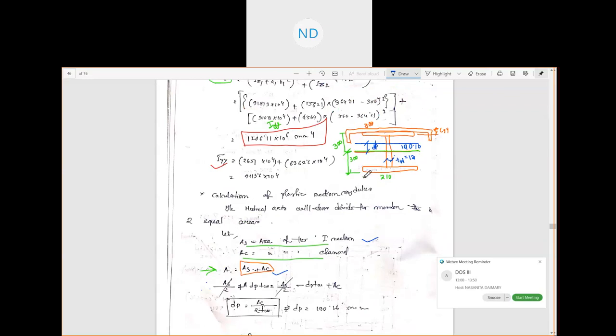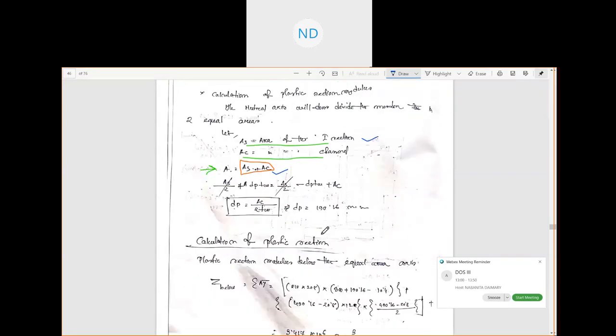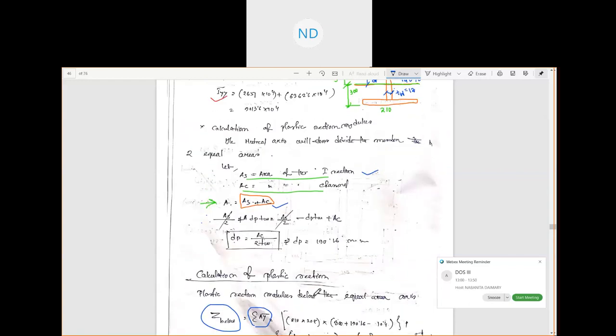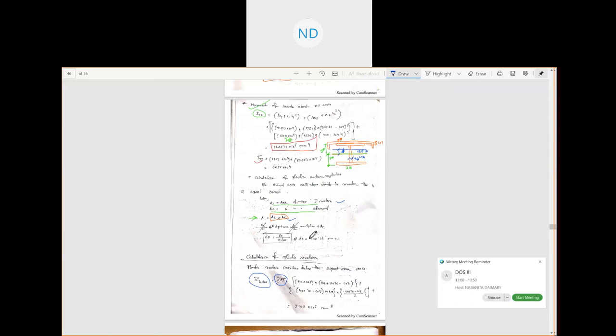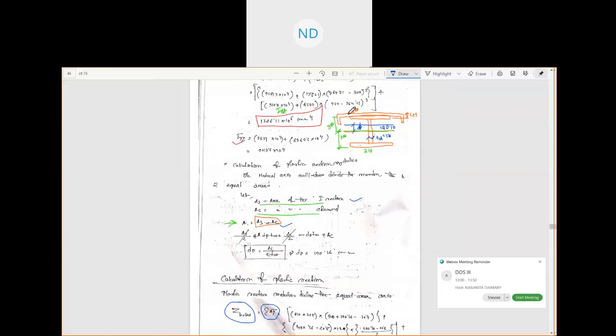So below this, what will happen? Your plastic section modulus is given by this Z below, the plastic section modulus below, which is given by summation of A Y bar. Now you see, what is the area below? This is 210 into 20.8. This thickness was 20.8. So this is one area.